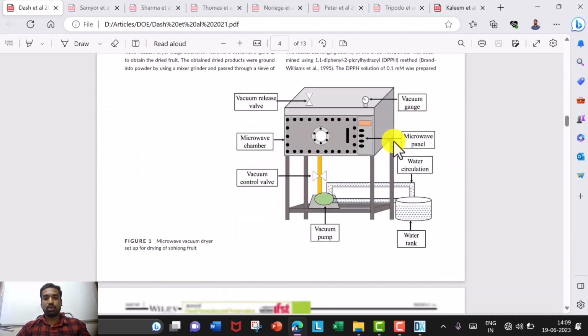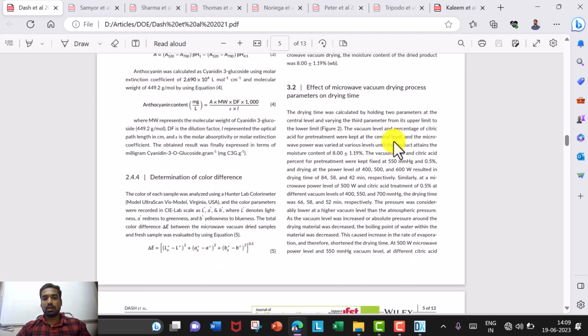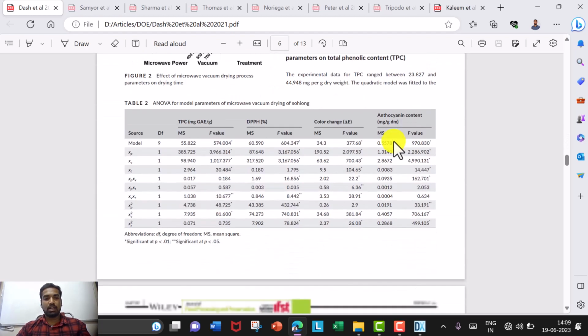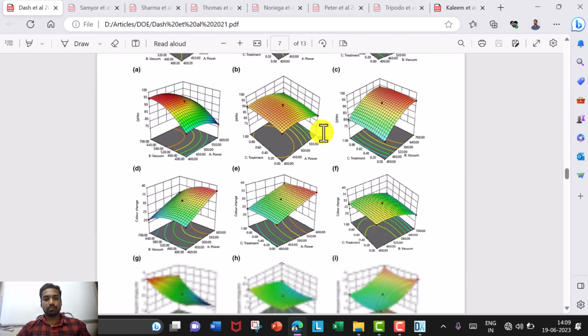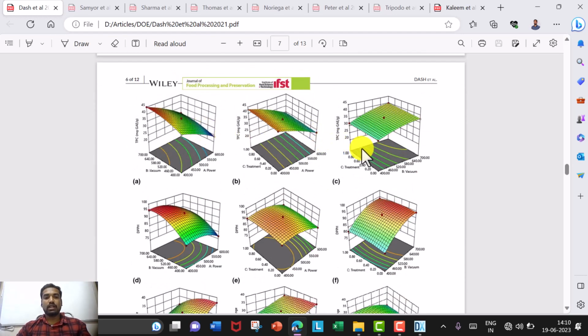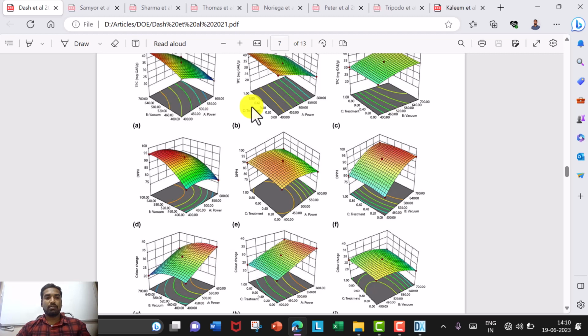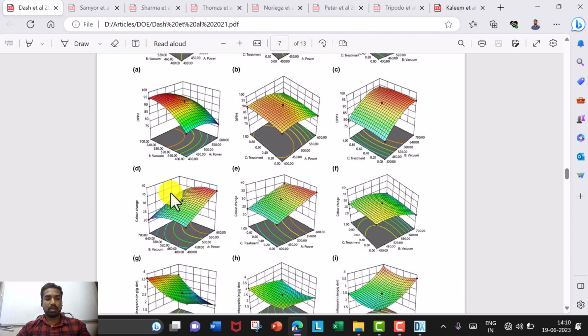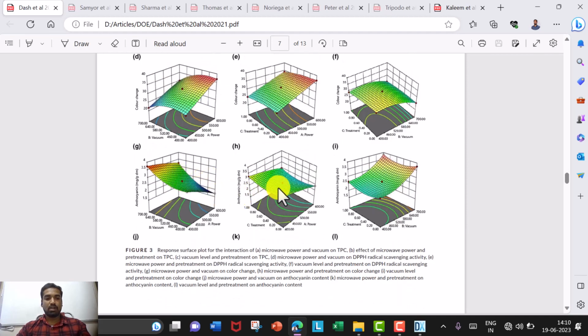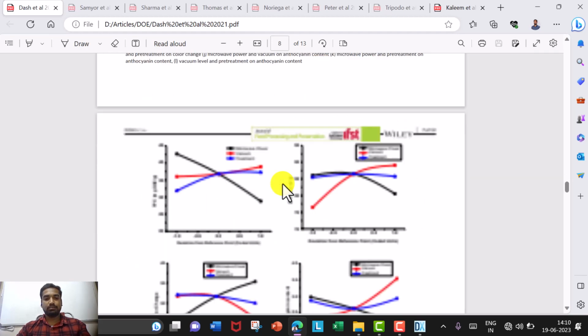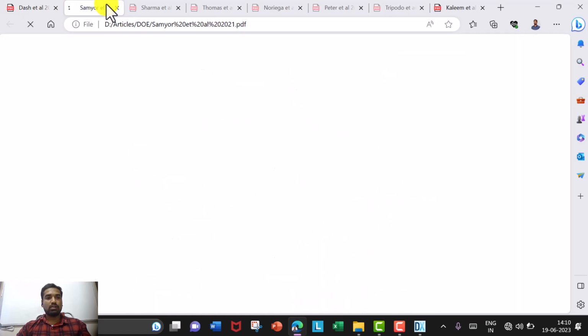He did the DOE related to the phytochemical extraction, and this is the ANOVA model parameter from microwave vacuum drying of that fruit. And these are the 3D structures he got from the responses: TPC, TFC, DPPH, color change, and anthocyanin content. Then go to the next one.